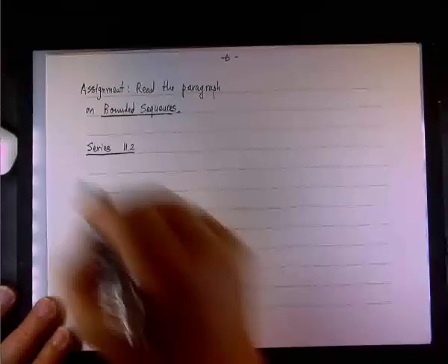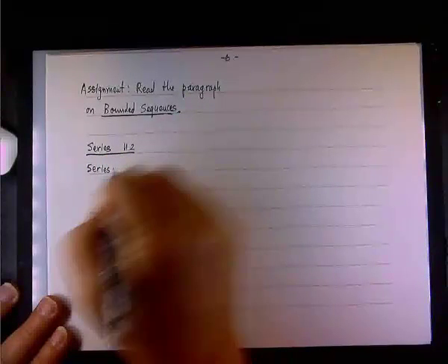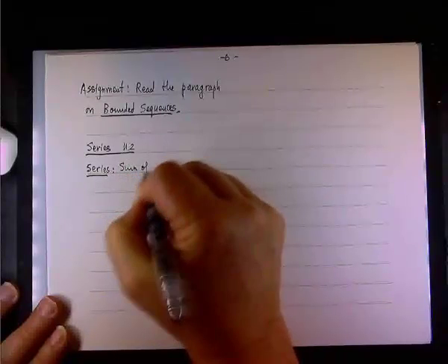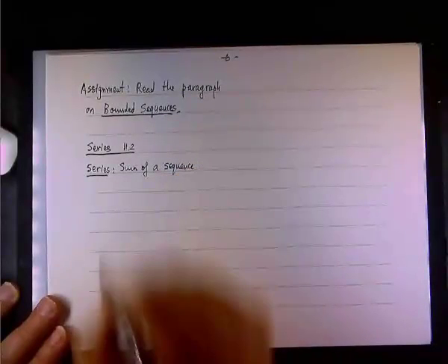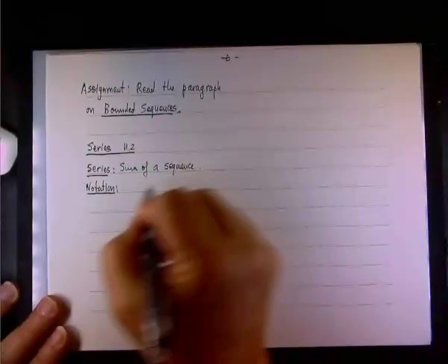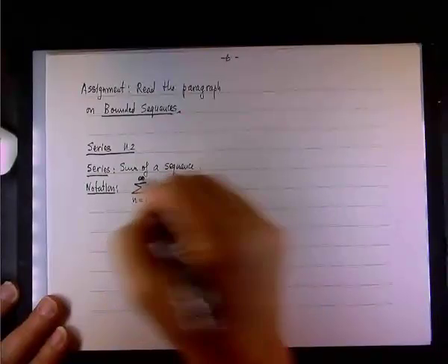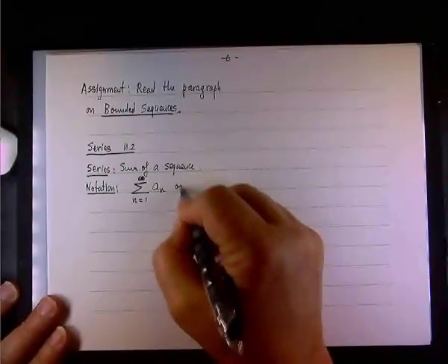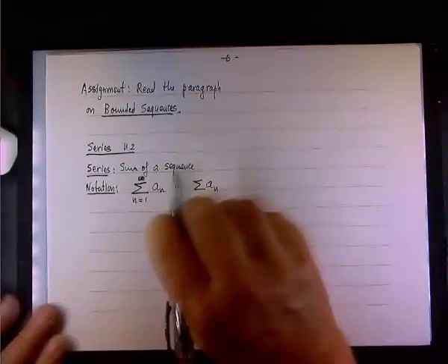Okay, what is a series? A series is basically a sum of a sequence. Okay, the notation. We're going to look at sigma. Since we are dealing only with infinite sequences and infinite series, we're going to go n equals 1 to infinity of a sub n, or because we know that we are dealing with infinite series, we just write sigma of a sub n.